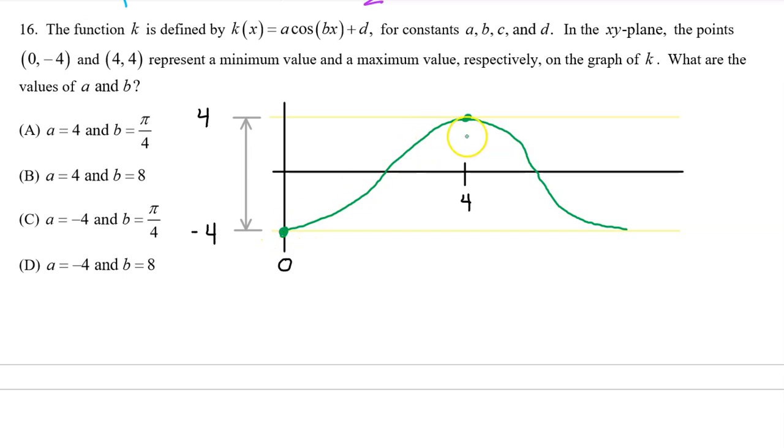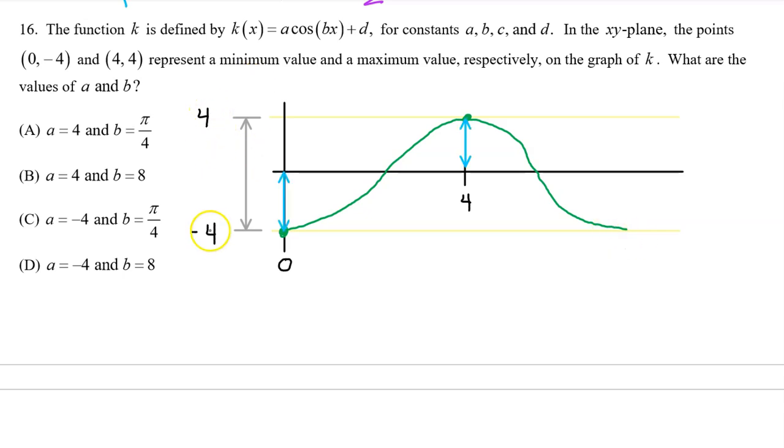I think a sketch will be very helpful for number 16. We are told that k of x is a cosine function with a minimum value at (0, -4) and a maximum value at (4, 4). So that gives us this upside down cosine function shape.